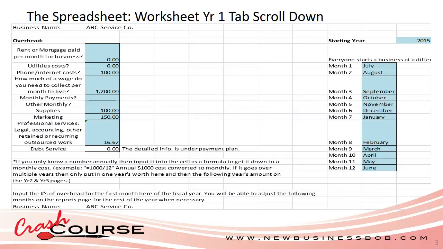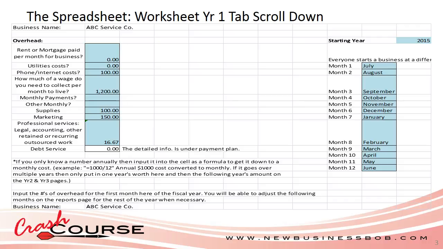The professional services, legal, accounting, other, that type of thing, this is a yearly cost that I've input as a monthly calculation. And I have an example down there below, which isn't the amount that's in there currently, which is the equal sign 1,000 divided by 12 will get you a monthly cost. So whatever your yearly costs for legal and accounting would be, this is where you would put it in and then make it a monthly number. And the debt service portion is the information you put in under the payment plan tab at the very end, and then it flows backwards into this field, and we'll talk more about that later.